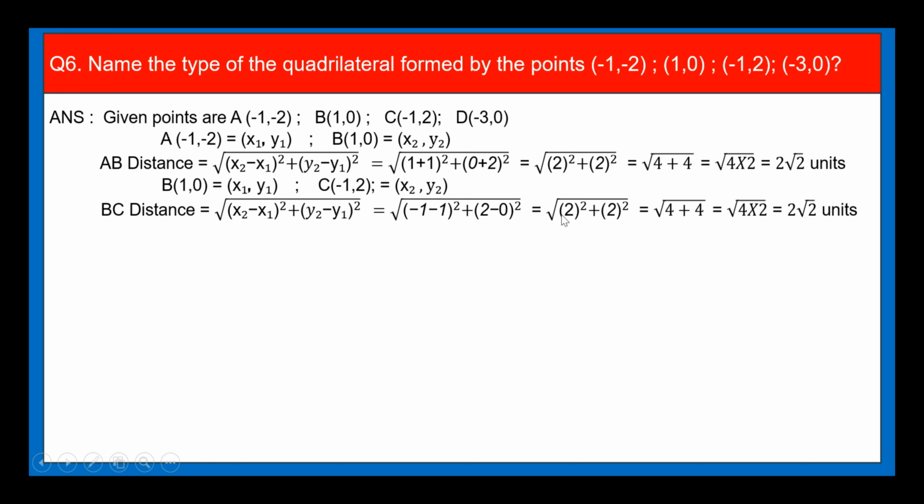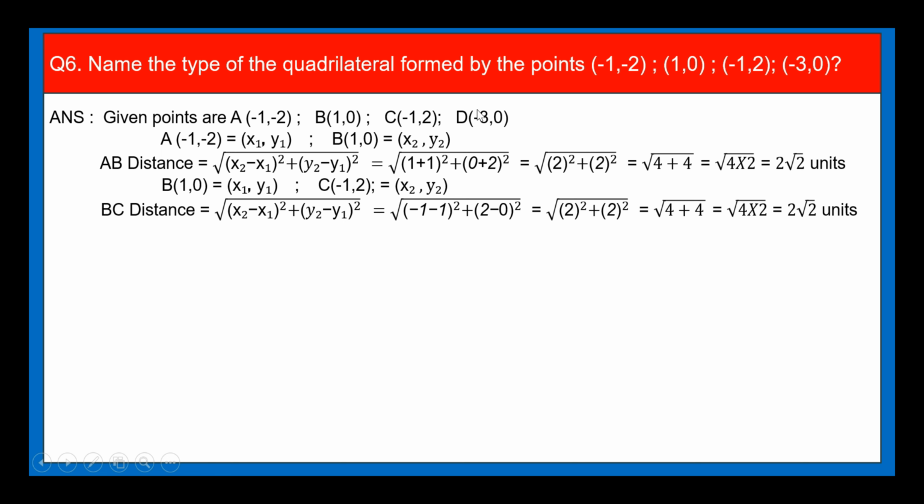-1 minus 1 is -2 whole square. 2 minus 0 is +2 square. -2 whole square is 4, plus 2 square is also 4. 4 plus 4 is root over 8. 8 can be written as root of 4 into 2. Square root of 4 is 2, so 2 root 2 units. If you observe, you can find both these sides are equal. Now let us check the length of the other two sides also.